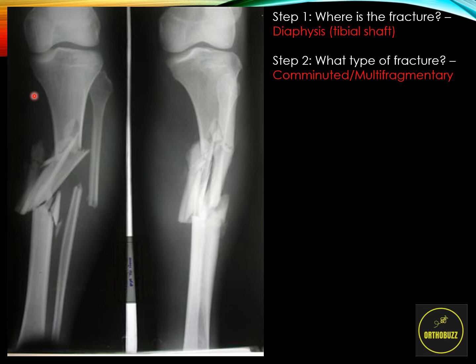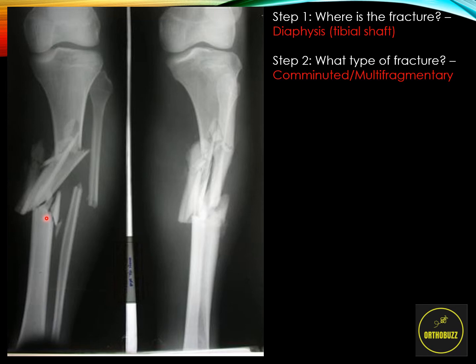Looking at the bone length, we can see there's overlap of the two bone ends of the fibula, and therefore there must be some shortening, even though it's difficult to appreciate that in the tibia. Angulation, again, the axis of both the proximal and the distal bone end seem to be fairly well maintained, so there may be some minimal angulation medially, however it's not marked.